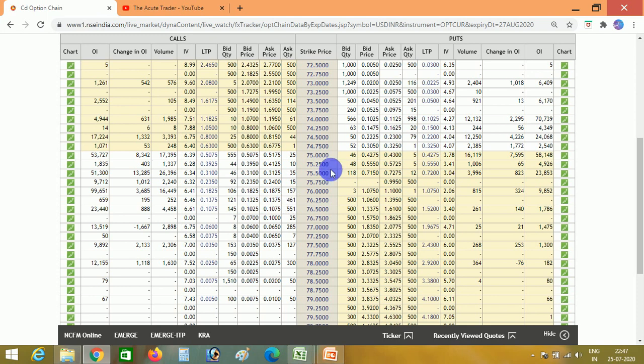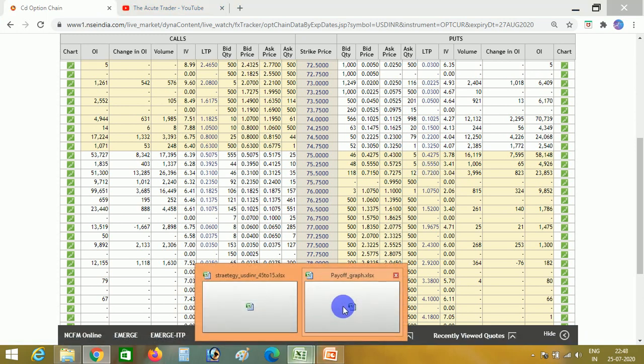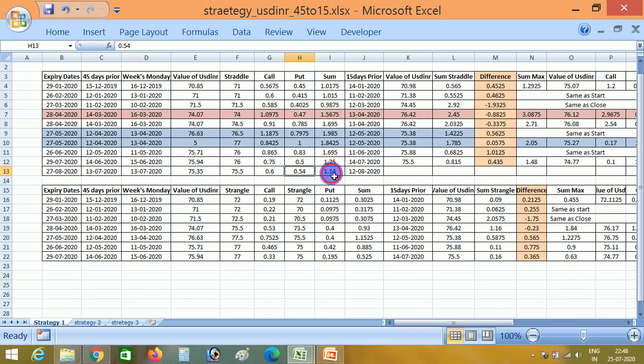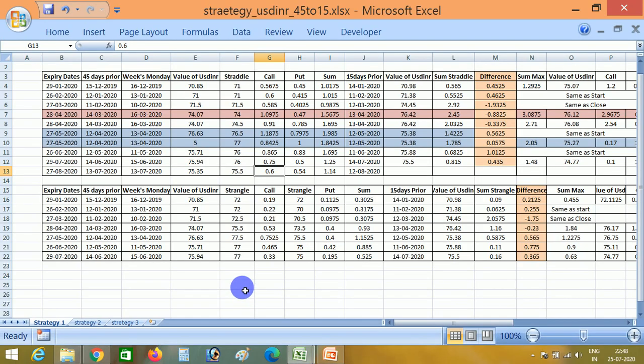What are the exact values of 75.5? That is 31 paisa and 72 paisa, around 1 rupee 3 paise. So we had sold this straddle at 1 rupee 14 paisa. Now this is trading at 1 rupee 3 paisa. And our call, which we sold at 60 paisa, is now trading at 30 paisa, and the put is trading at 72 paise.